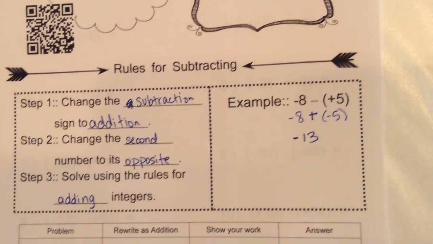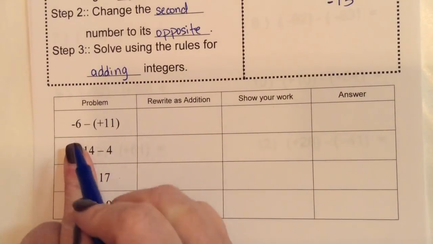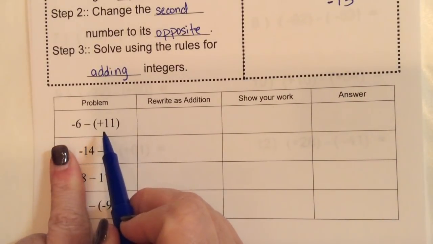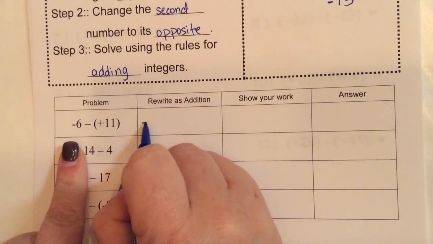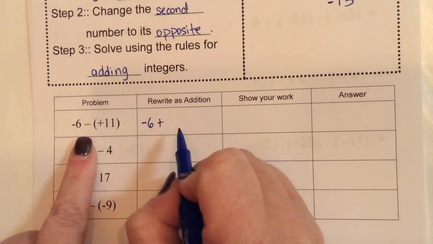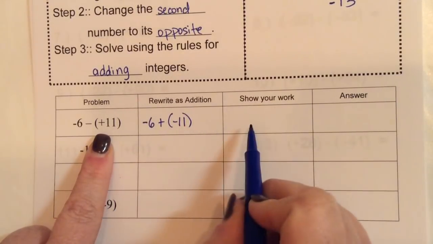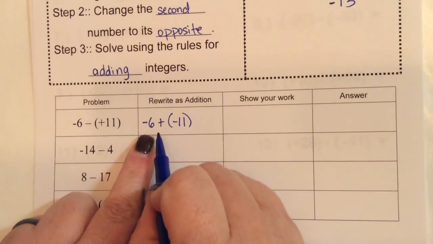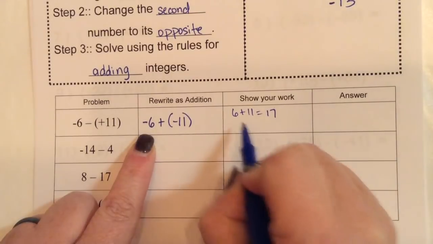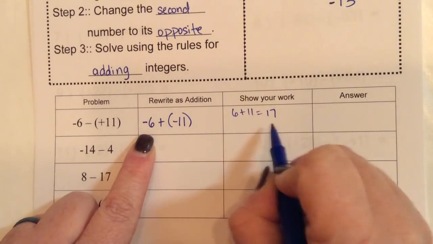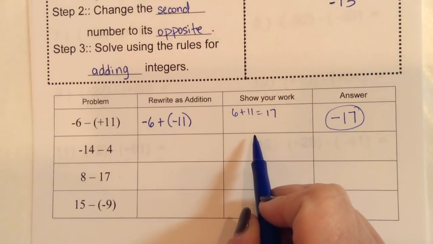Okay, just a couple of sample problems here. -6 minus a +11. We're going to rewrite it as addition. So we keep our -6, change this to addition, and change this to the opposite of +11, makes -11, okay? The next box says show your work. So 6 negatives plus 11 negatives. So 6 plus 11 is 17, and they're all negatives, so it becomes -17. Okay, so the show your work really means show me the rule.